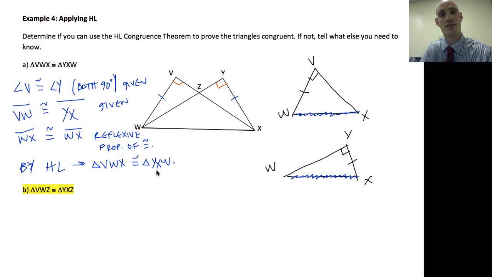So now we have 5 of these postulates. We've got side-side-side, side-angle-side, angle-side-angle, angle-angle-side, and hypotenuse leg. If you can remember the configurations for each of those, you'll be good to go proving triangles congruent.